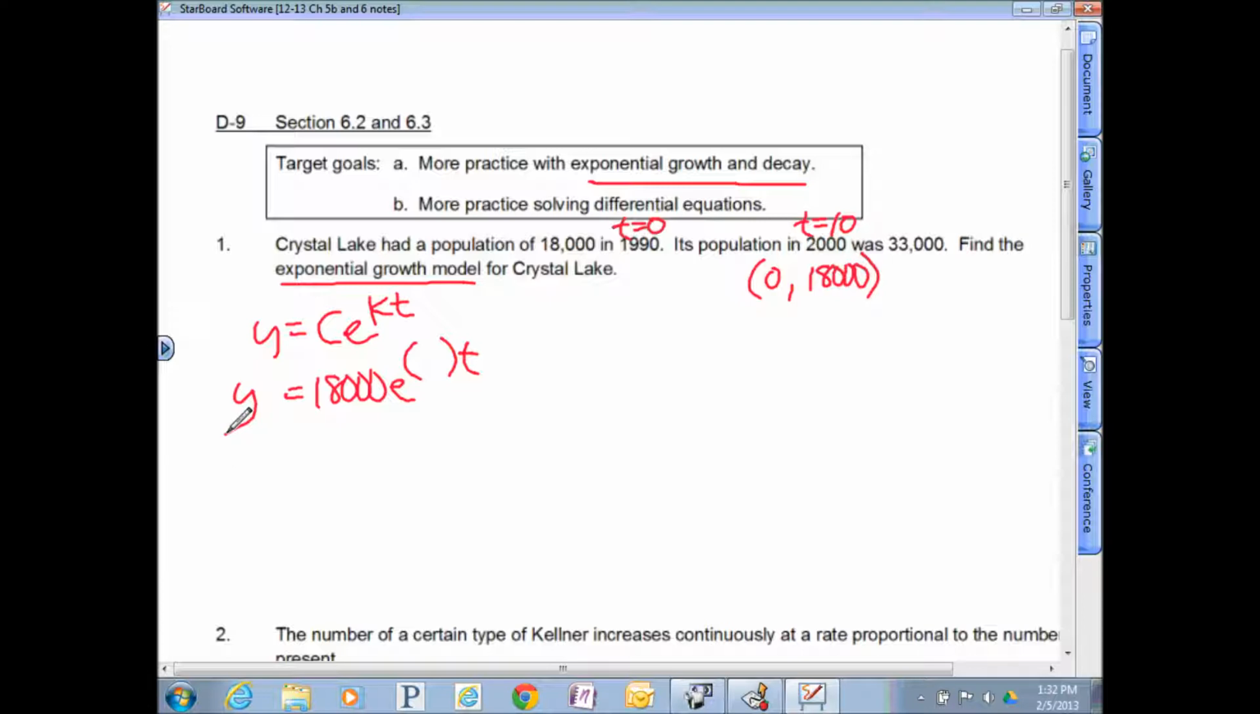So how are we going to do that? Well, we're probably going to use this point. At time 10, we had 33,000 in order to solve. So let's take that. Let's take 33,000. Let's put that in for our final amount. Let's put 18,000 in for our initial amount. And e to the k times 10 years it takes to grow from 18,000 to 33,000. So now we start solving.